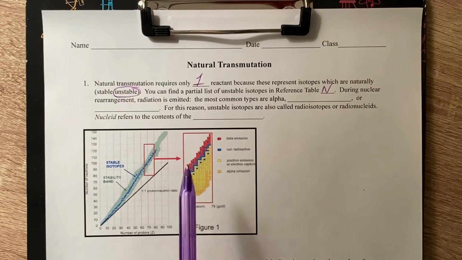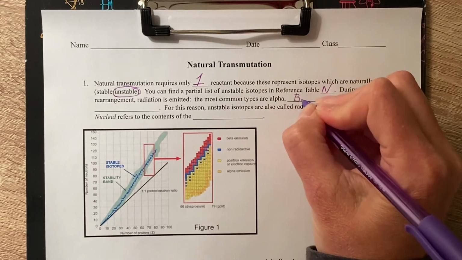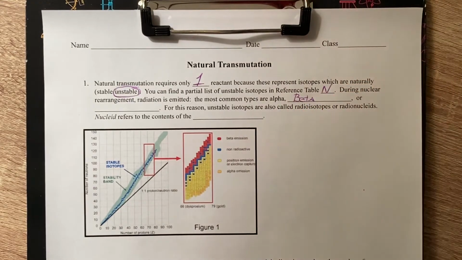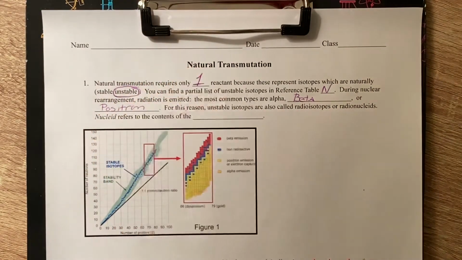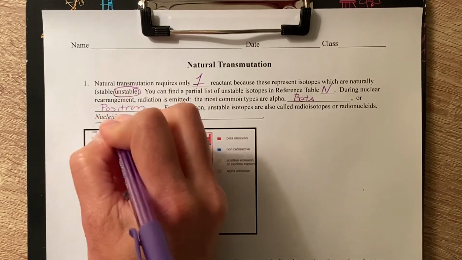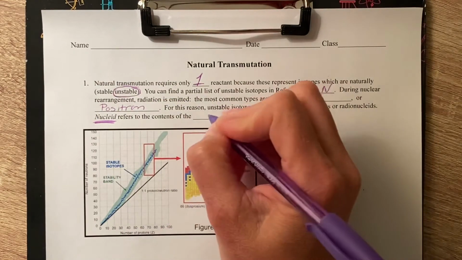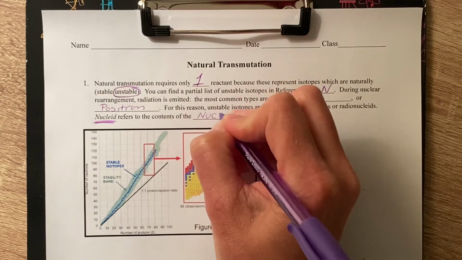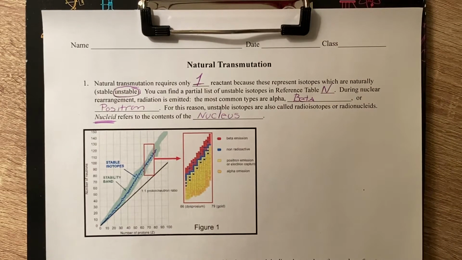During nuclear rearrangement, radiation is emitted. The most common types are alpha, beta, or positron. For this reason, unstable isotopes are also called radioisotopes or radionuclides. Now, when we say the word nuclide, this refers to any particle of the nucleus.